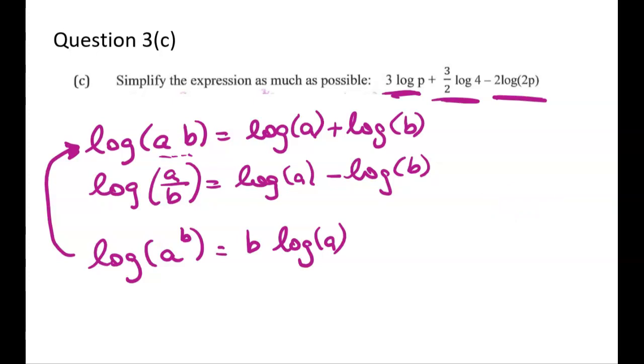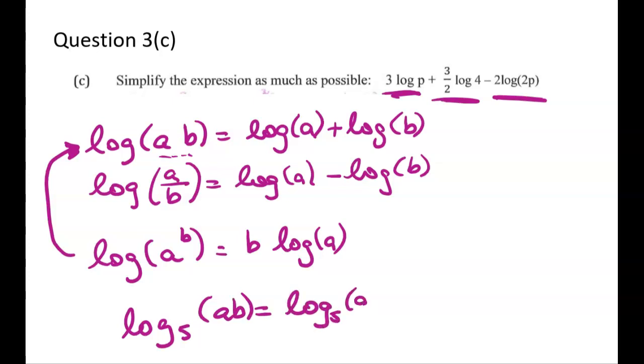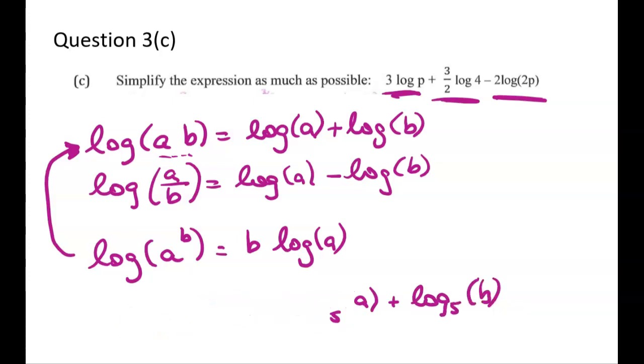The last thing to remember is it doesn't matter for these rules what base we're working with, and that's why there's no base given. So this will still work if we had the log of AB to base 5, then we'd split those up like this. We'd have the log to base 5 of A plus the log to base 5 of B. But it works for any logarithm base.